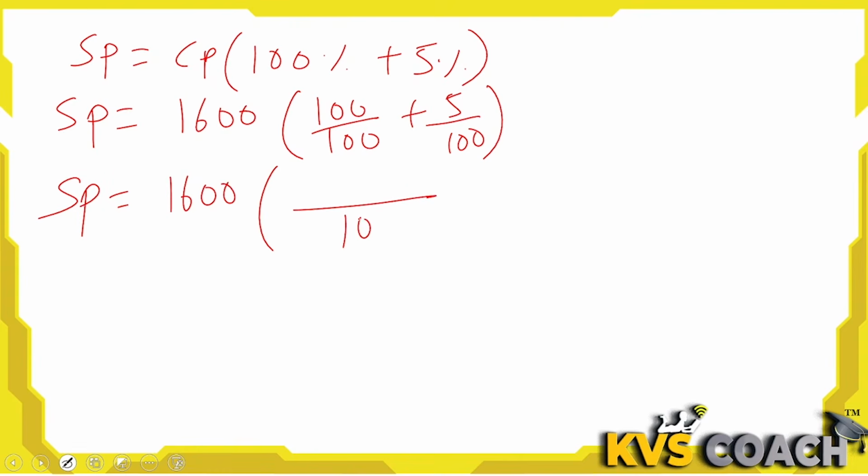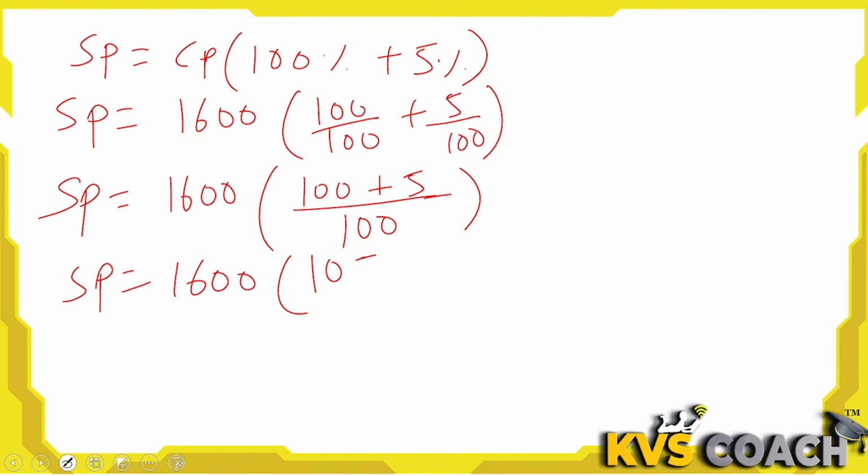1600. 100 is common here. Here it is 100 and here it is 5. Then SP will be 1600 into 105 upon 100. Okay, 20 to 20 cut. Then 16 into 105 is the cost value, and the multiplication of this we get 1680.